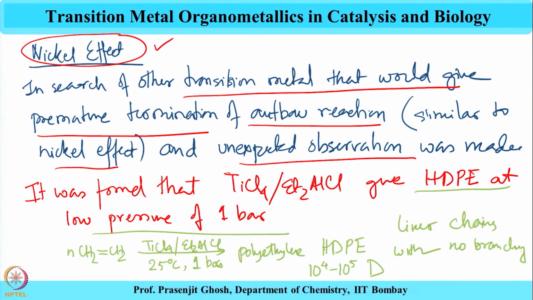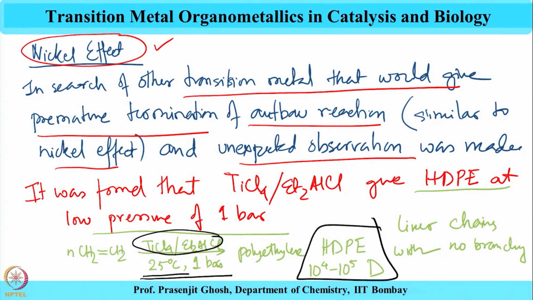So, this was a very important discovery at that point, which was made by Ziegler, that now he has found a system, titanium tetrachloride with diethyl aluminum chloride, at very ambient conditions of 25 degree centigrade and 1 bar pressure, and it could produce high density polyethylene of very high molecular weight ranging from 10,000 to 100,000 Dalton, and that produced linear polymer chains with no branching.